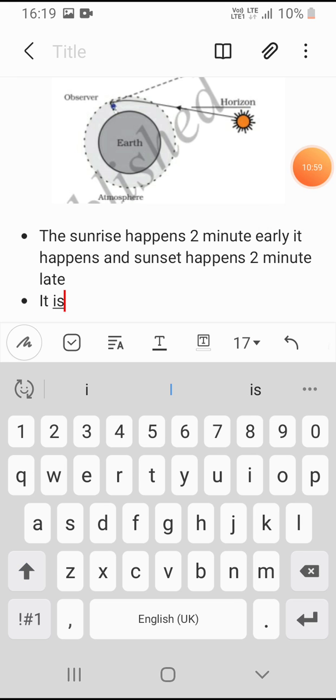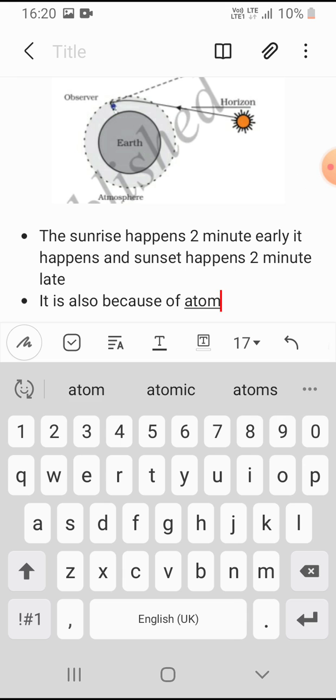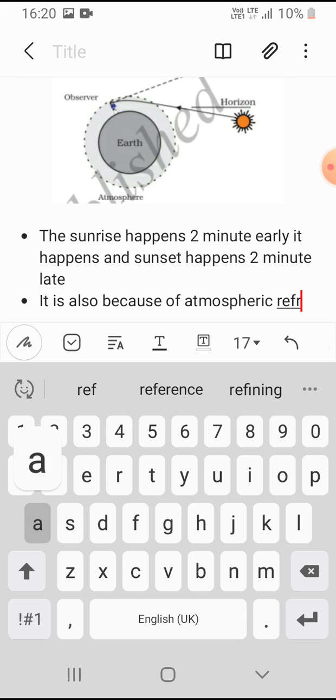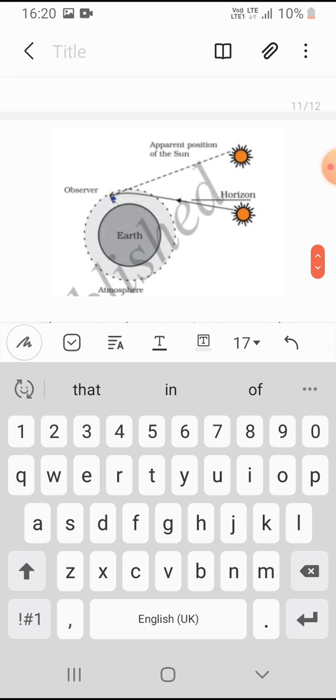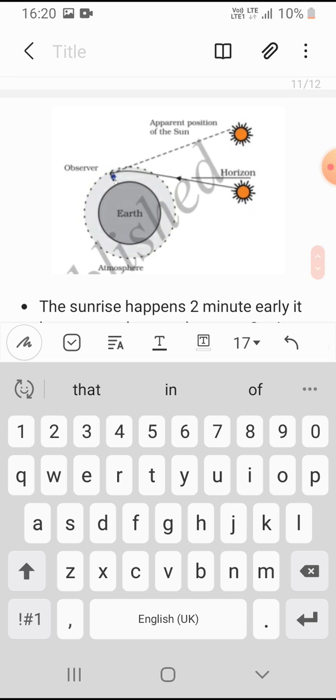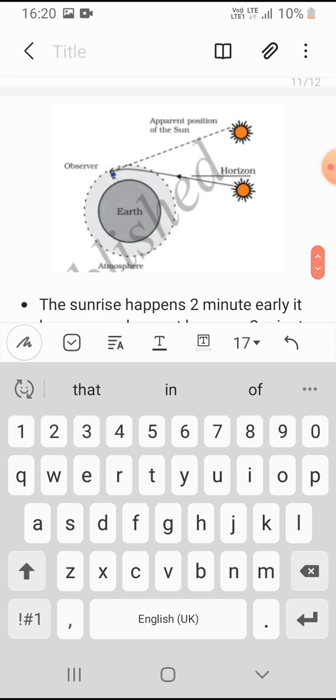It is also because of atmospheric refraction. Here you can see that in the morning the sun appears 2 minutes early because the sunray comes directly to your eyes. It comes, but here it is horizontal, and here it becomes straight.